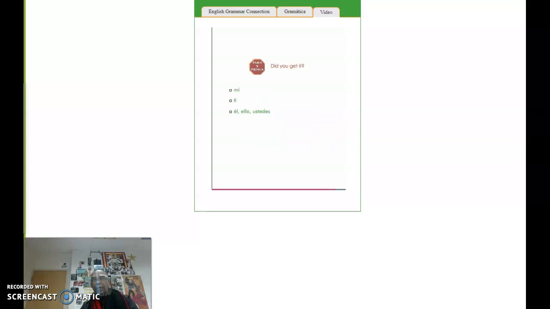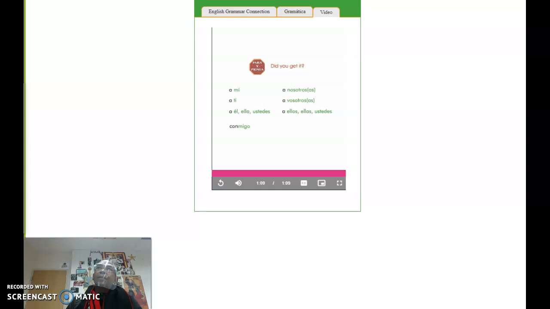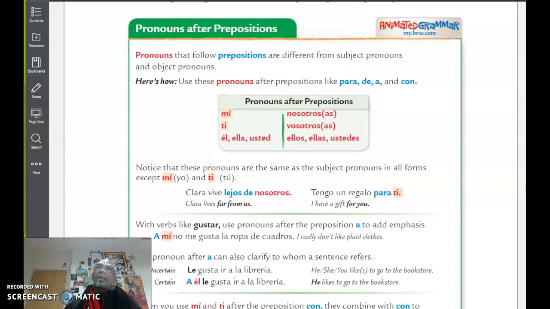So these creatures were using a lot of prepositions. The prepositions in Spanish are similar to English, but different at the same time. So let's discuss this. It says here, pronouns that follow prepositions are different from subject pronouns and object pronouns. Subject pronouns such as yo, tú, él, ella, and usted, and object pronouns like me, te, se, nos. So they're different.